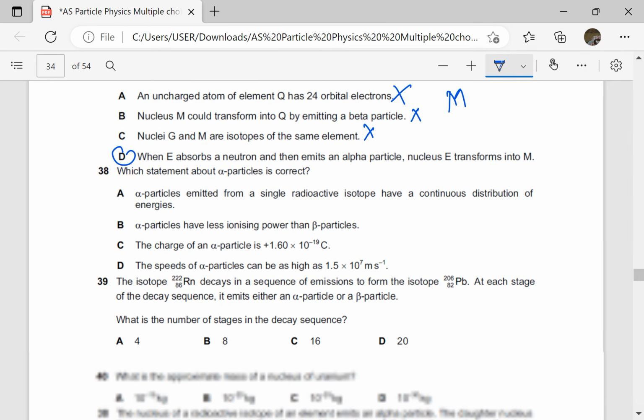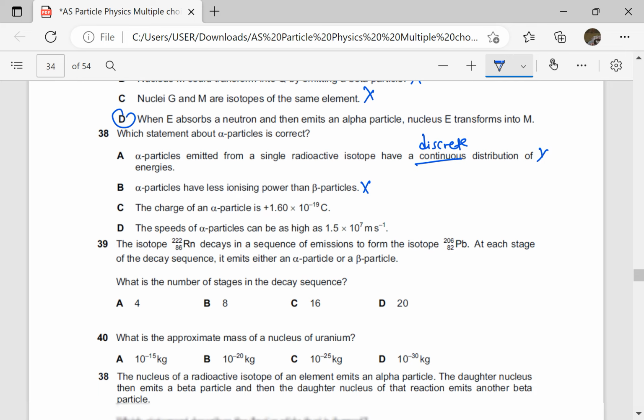Which statement about alpha particles is correct? Alpha particles emitted from a single radioactive isotope have a continuous distribution of energies. That is wrong. It is beta particles that have a continuous distribution. For alpha particles, the energies are discrete. Alpha particles have less ionizing power than beta particles. That is not true, because alpha particles have more charge, so they are more ionizing.